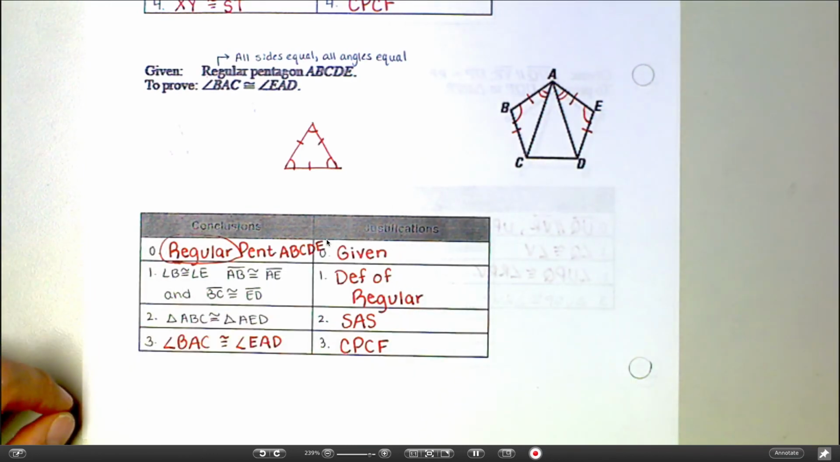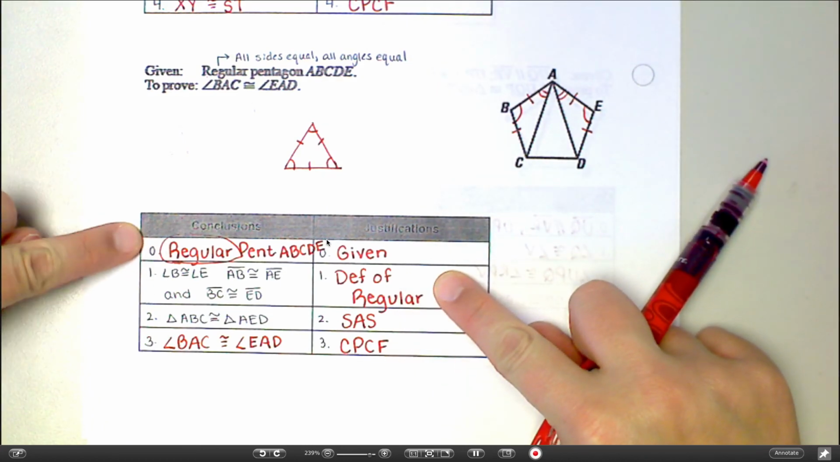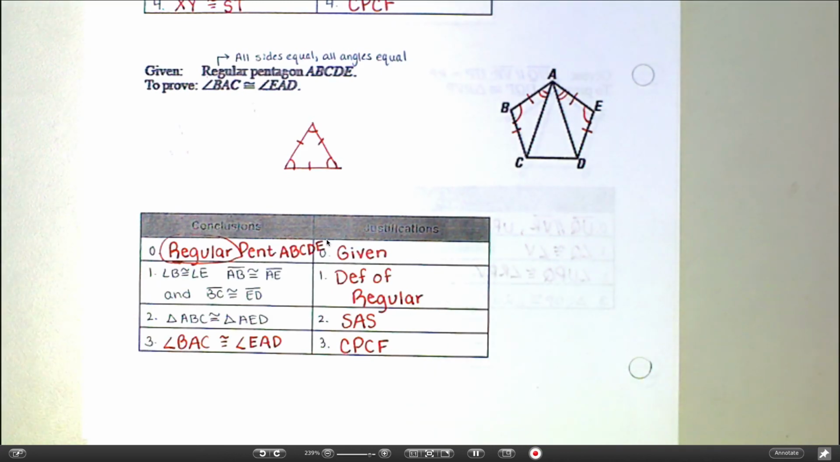So when I say definition of regular, that's because up here I told you it was regular. And so then my next step is to say, okay, what does that mean? How does that help me for it to be regular? What can I get out of that? Does that help a little bit? I hope. Okay. So let's try this.